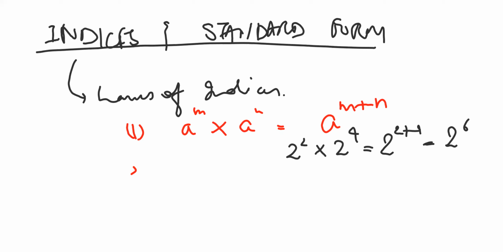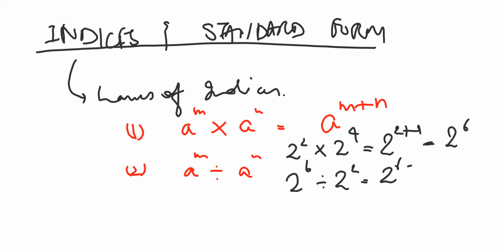Now, the second law states that if the bases are same and they're being divided, then the powers that they're holding would be subtracted. So in this case, for example, you've got 2 raised to the power 6 divided by 2 raised to the power 2. Your answer would be 2 raised to the power 6 minus 2, which would give you 2 to the power 4.